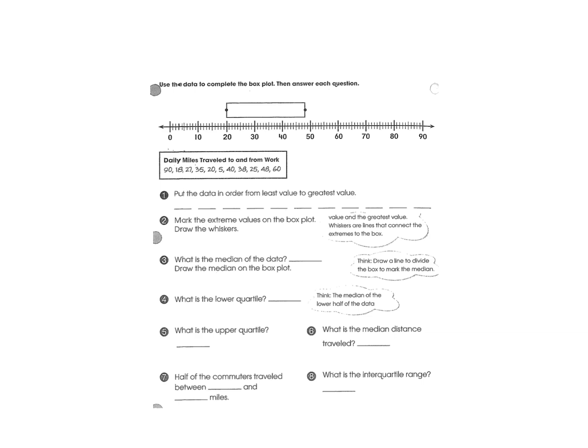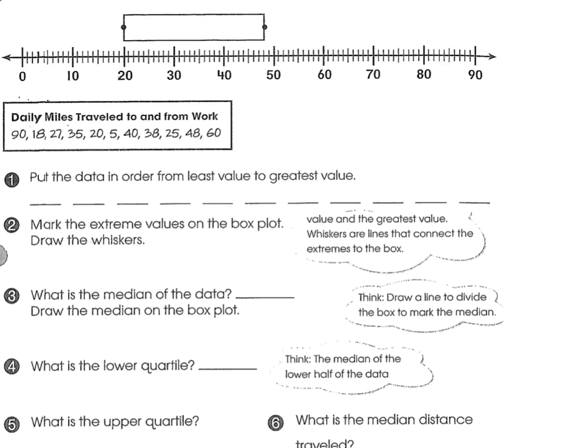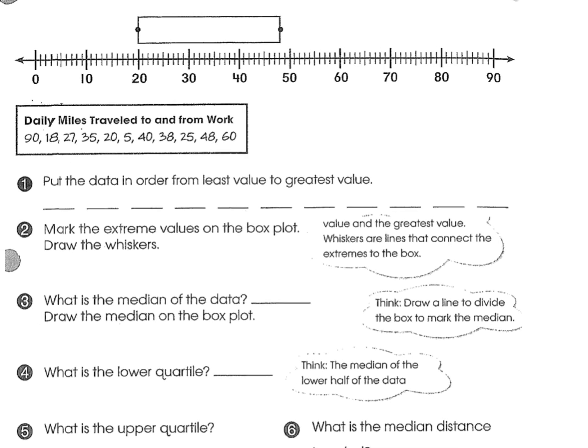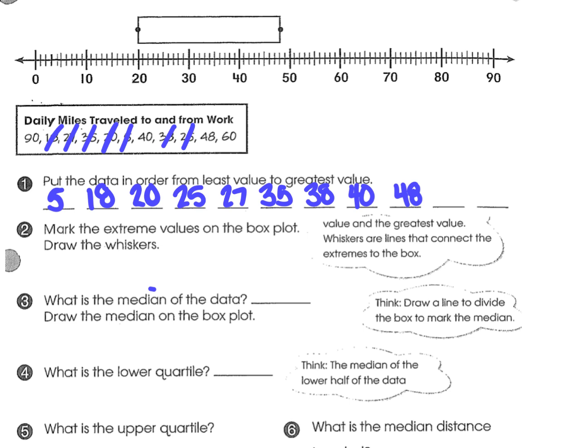All right, so the very first step when making a box and whisker plot is going to be to take your data and put it in order from least to greatest, because we're doing lots of medians here. So let's rewrite this in number 1 from least to greatest. I've got a 5, 18, 20, 25 and 27, 35, 38, 40 and 48, 60 and 90. And you can see I crossed them out up top when I used them, so I knew which ones I was still looking for.